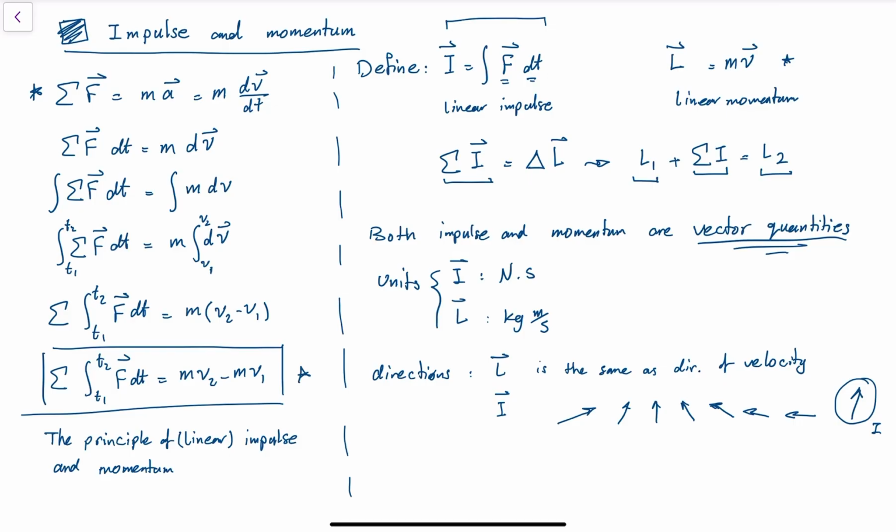All right, I think that is good enough for this video. We introduced the concept of impulse, the concept of momentum, and how these two concepts are related to each other. And the relationship is called the principle of impulse and momentum.